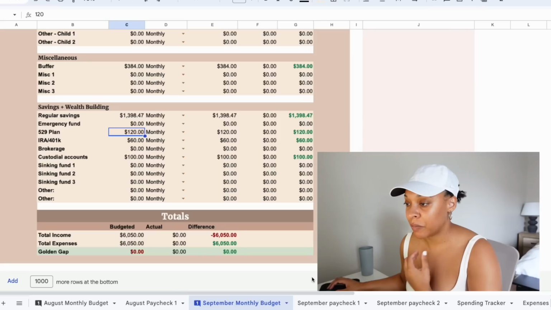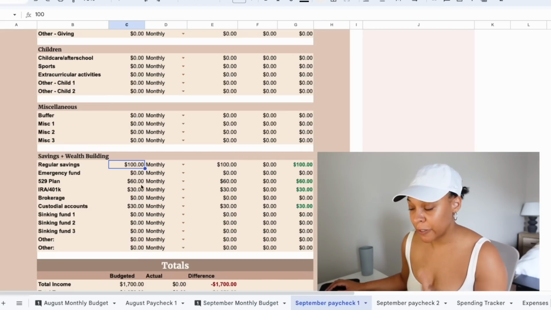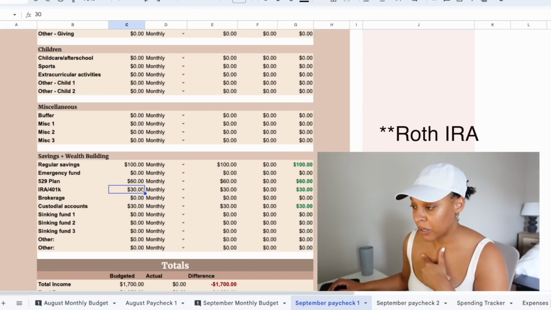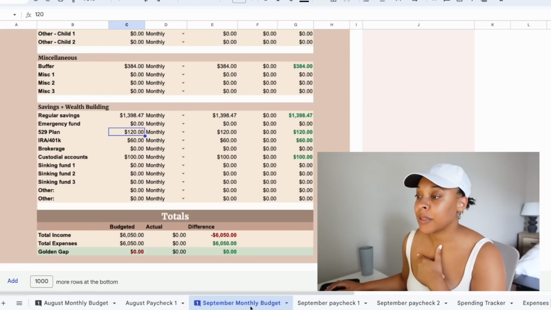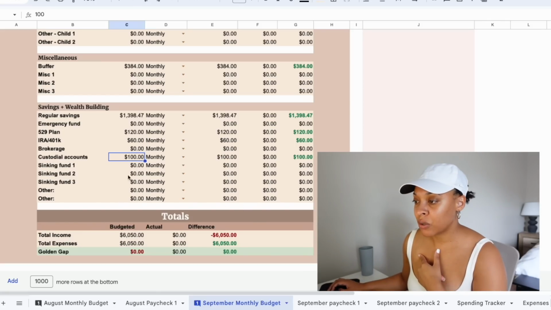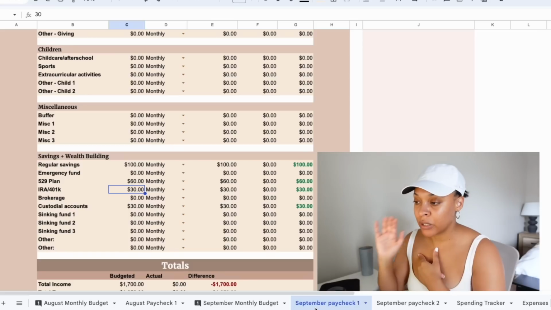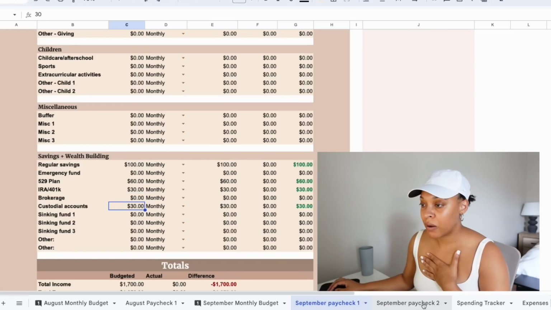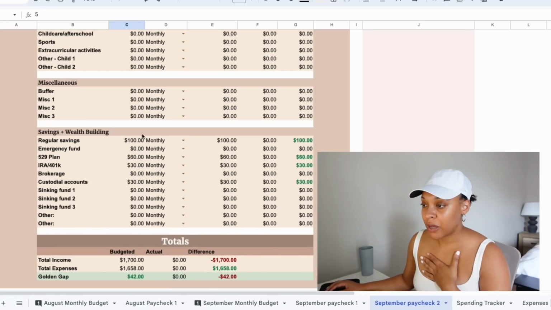So that's $60 a paycheck, which I have here. I did lower my 401k to just $30 per month, and that would satisfy the $60, and then $100 I'm putting into my kids' custodial accounts, and I recently lowered that to $30 a paycheck as far as what's coming out of my 9-to-5. And so I want to make sure both paychecks look correct, and they are.